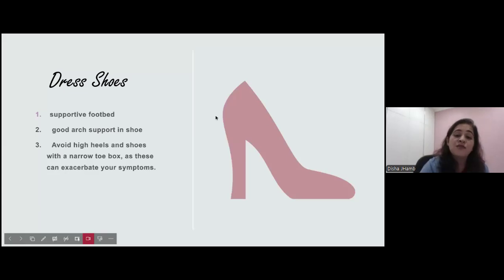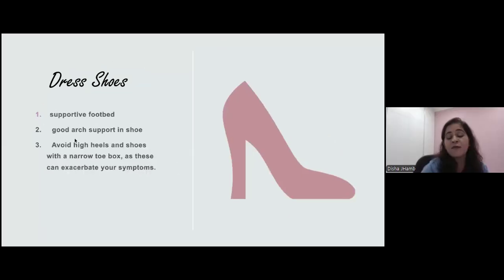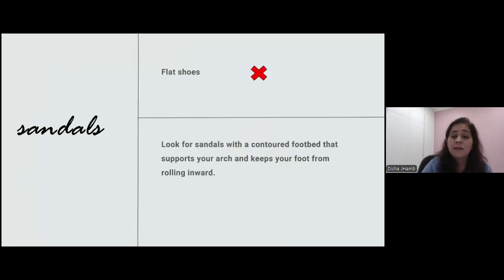And when it comes to dress shoes in females, make sure that the footbed is very supported, and there should be good arch support. Like in flip flops, you see there is no arch support. So I hope you all can understand. There are certain footwears where there is an inbuilt arch. So look for that kind of sole, and avoid high heel shoes with a narrow toe box, as they can exacerbate your symptoms. Flat shoes is a complete no. Rather look for sandals which have a contoured footbed, as I explained, which supports your arch and keeps your foot healthy.